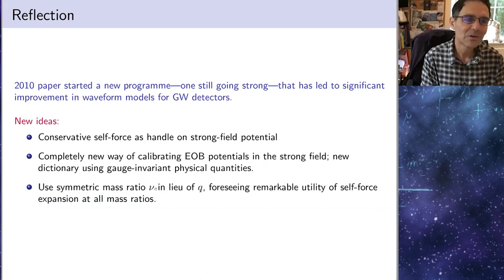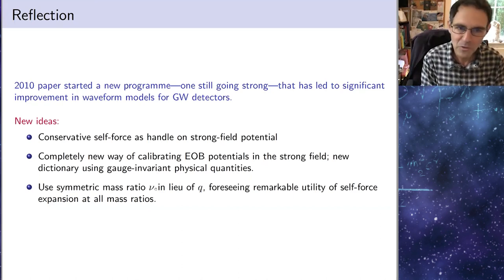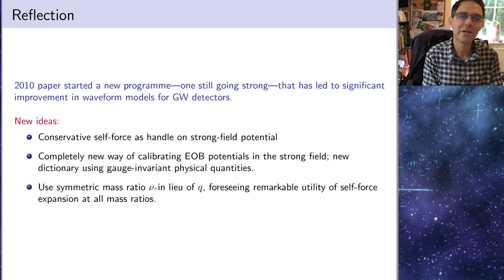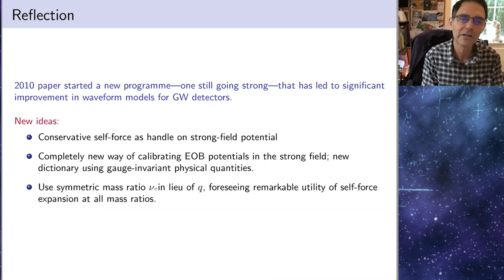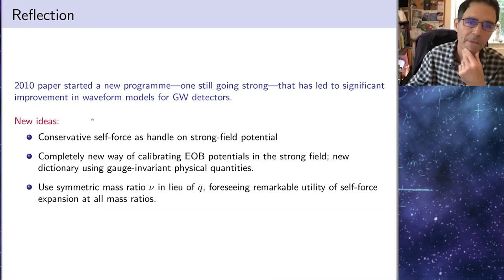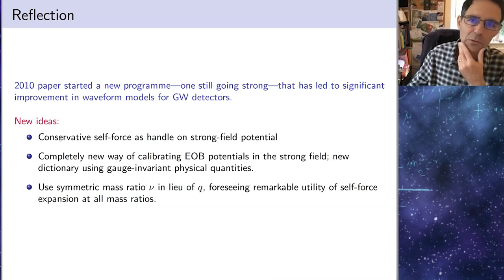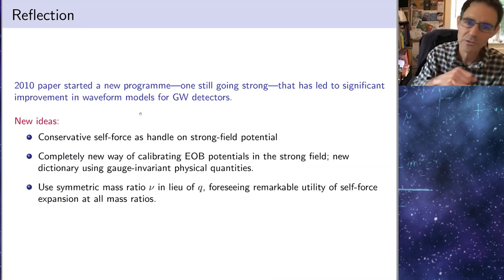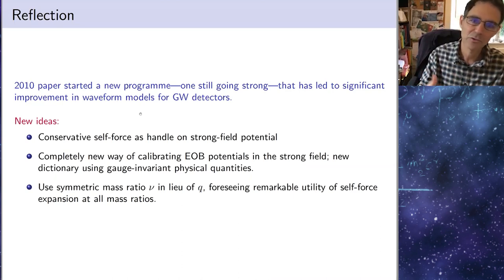Importance of that paper. I think it's fair to say that the paper started a new program, which involved many, many people, and it is still ongoing and going very strong. And that led to significant improvement in waveform models for gravitational wave detectors. And to put the finger on three completely new ideas that were there and really helped shape the way people think about these things. First, conservative self-force gives you a handle on the strong field potential. So it's not only about calculating the acceleration to get an IMRI orbit, you can get your information about the gravitational potential in a very strong field.